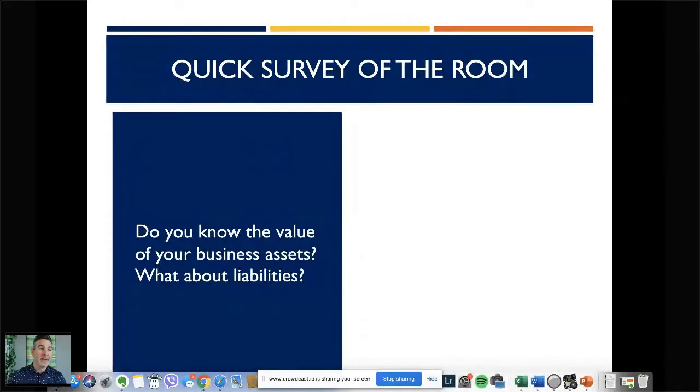So do you know the value of your business assets? It looks like, I'm not sure, maybe these polls are already visible, but go ahead and weigh in on those two. Do you know the value of your business assets? And do you know the value of your business's liabilities?